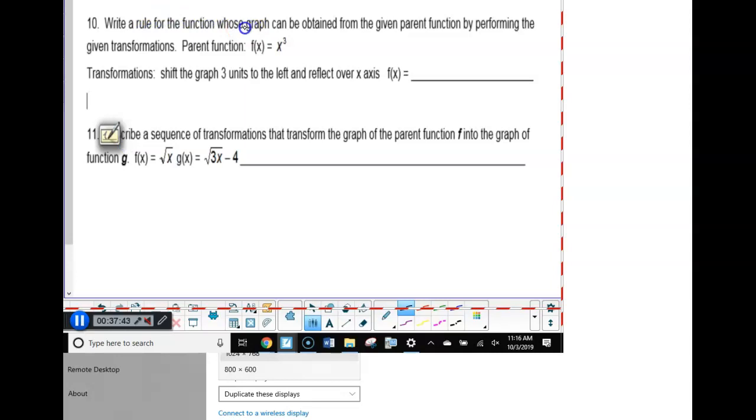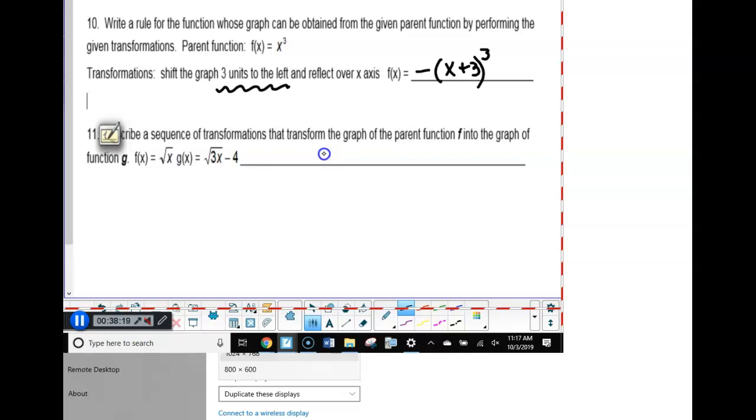Write a rule for the function whose graph is obtained from the given parent function. So the parent is x cubed. If we shift it left first, 3 units to the left, how do we shift left 3? X plus 3, and it's inside of the cube, okay? And then reflect over the x-axis means it's upside down, so that would be the negative out there.